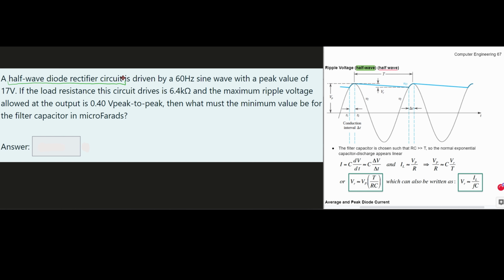If we wanted a full wave, it's just a little bit lower, but we're dealing with a half wave for this problem. Full wave steps would be very similar to this, so if you have a question like that, it's basically going to be the same steps, just with a slightly modified equation.